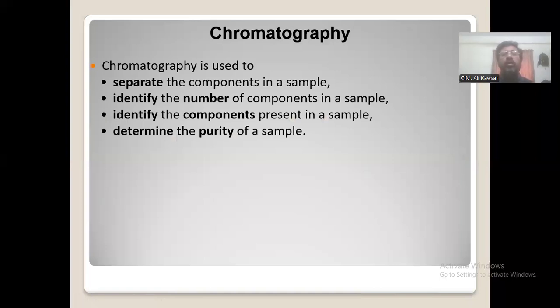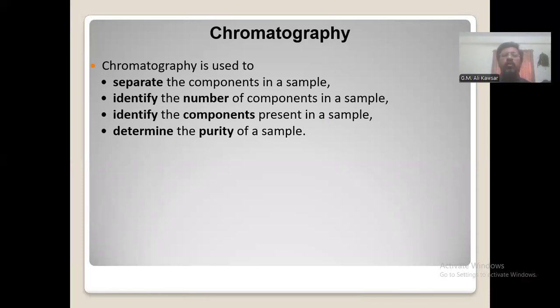So, as I have mentioned, in the later part of this video I will explain the chromatography process. Chromatography is the process which will separate the components from a sample, and it will also help to identify which components are available there, and also it will help to determine whether the mixture is pure or impure.